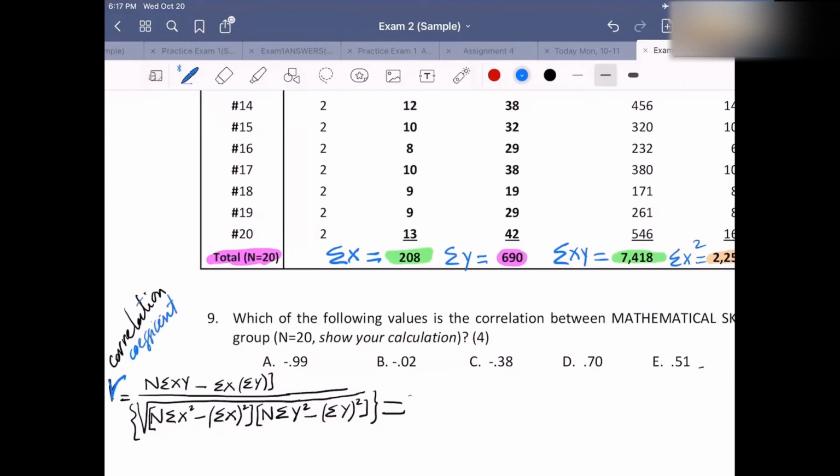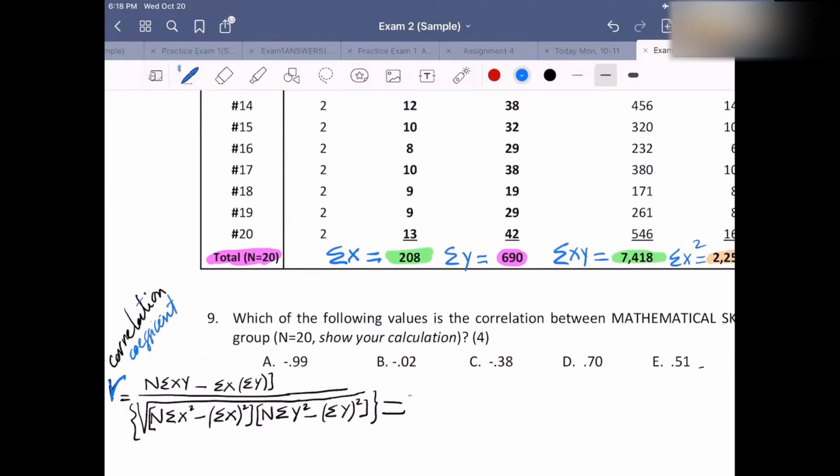And that's the formula. N times the sum of x times y minus the sum of x times the sum of y, over the square root of n times the sum of x squared minus the sum of the x, the whole thing squared. And then that whole thing times the other whole thing, like n times the sum of y squared minus the sum of y, the whole thing squared.